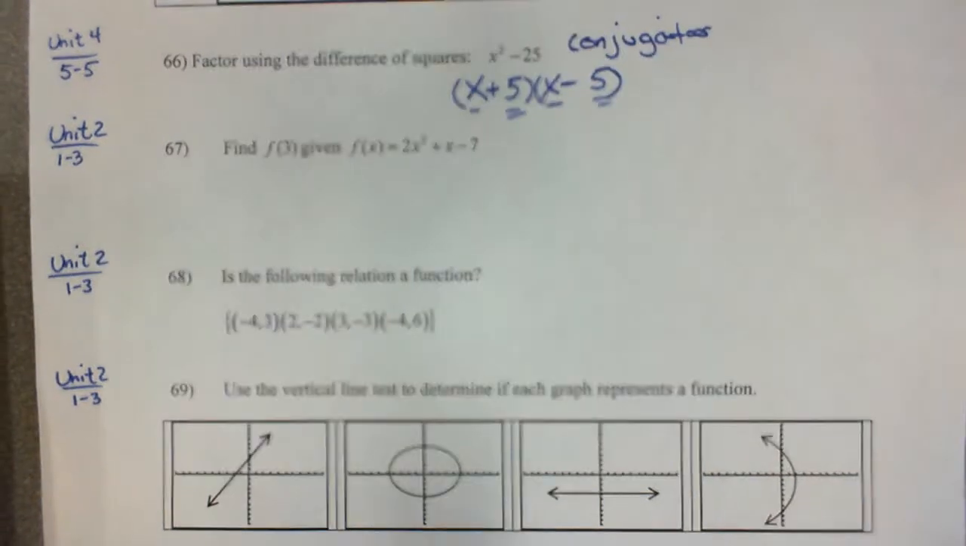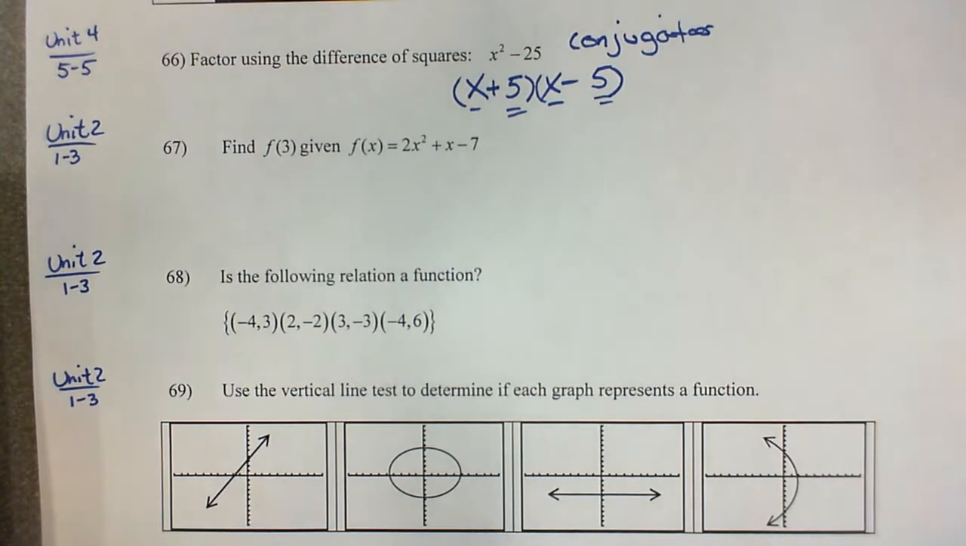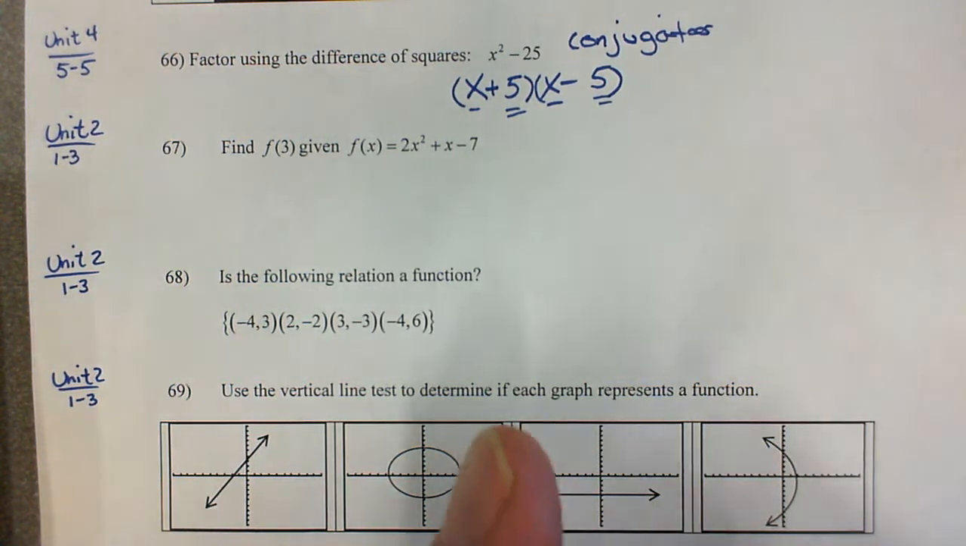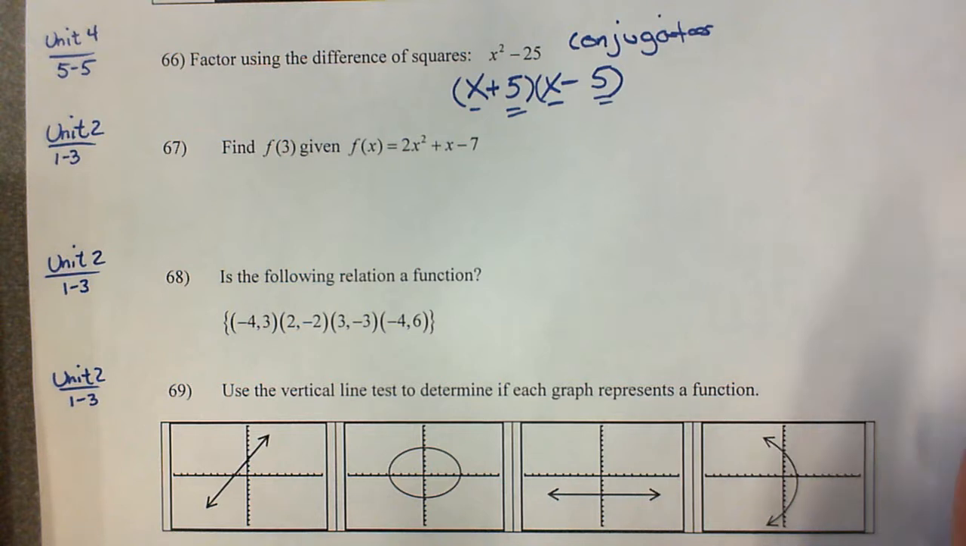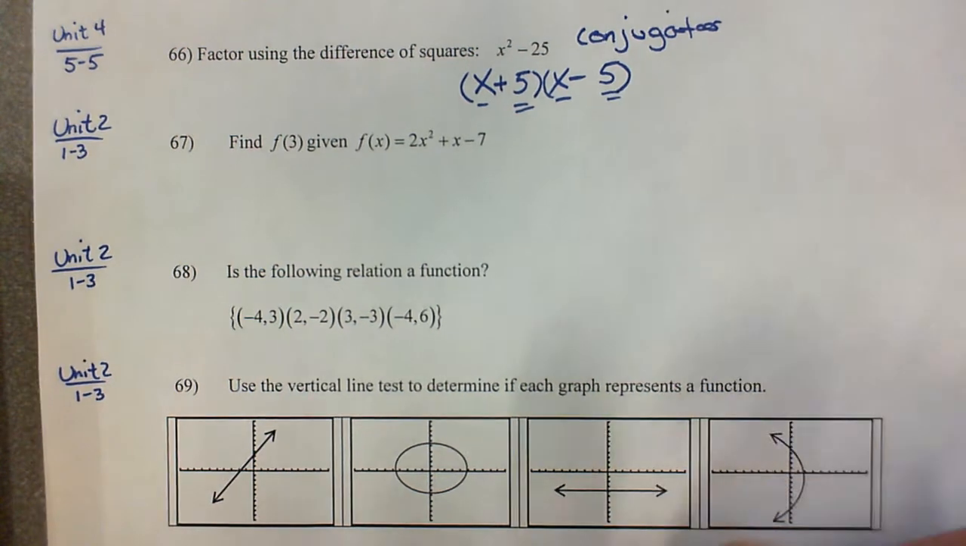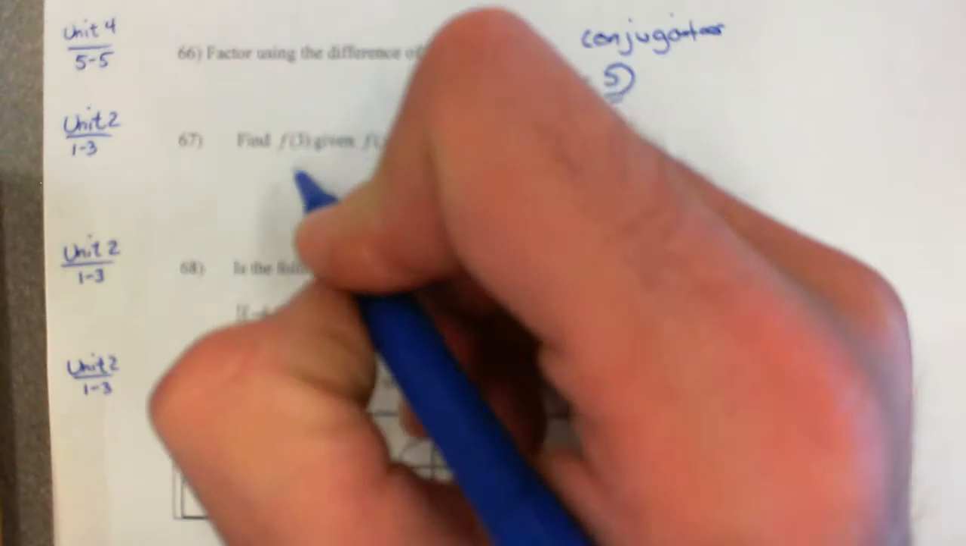All right, on question 67. 67 through actually 71 we're going to look at here, which is all on functions. So this is from Unit 2. So here we want to find out what f of 3 is.